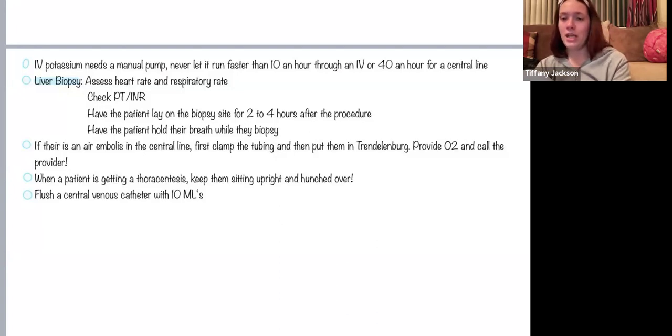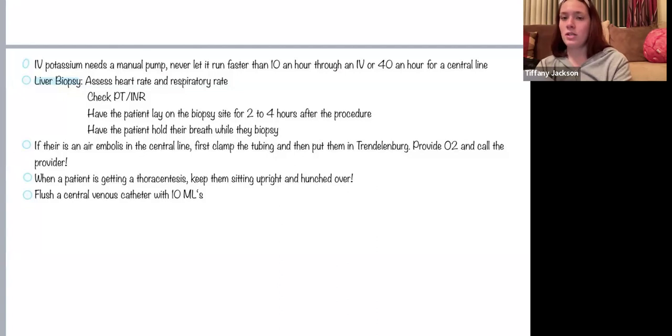When a patient is getting a thoracentesis, this can be done at bedside. Keep them sitting upright and hunched over. What I like to do with my patients who are getting a thoracentesis is I like to sit them on the edge of the bed. I like to place their tray table in front of them so they can kind of hunch over and lean on the tray table. But it's very important that they're upright and hunched.